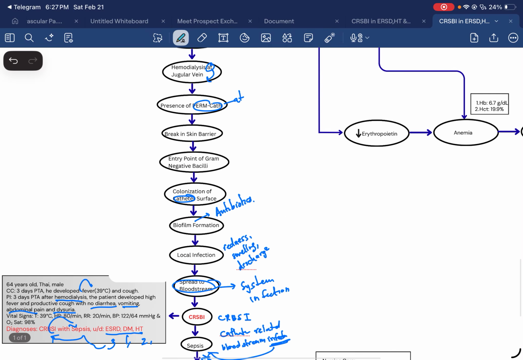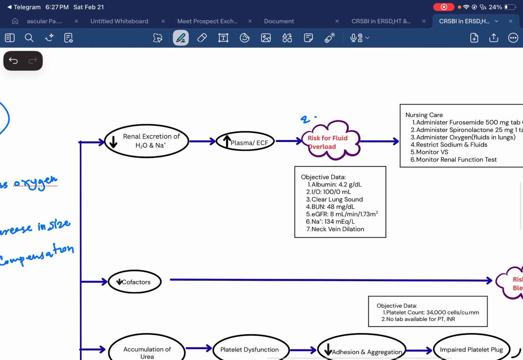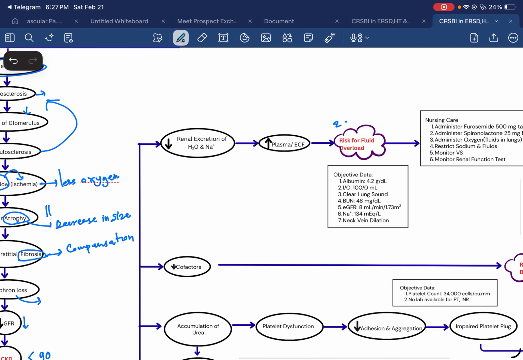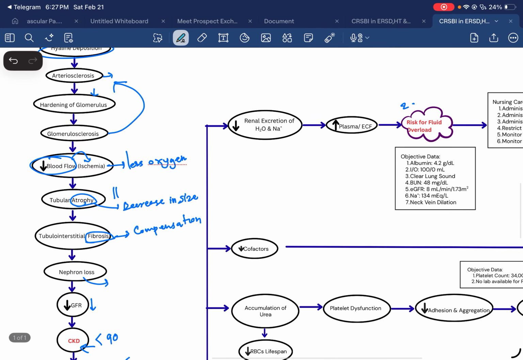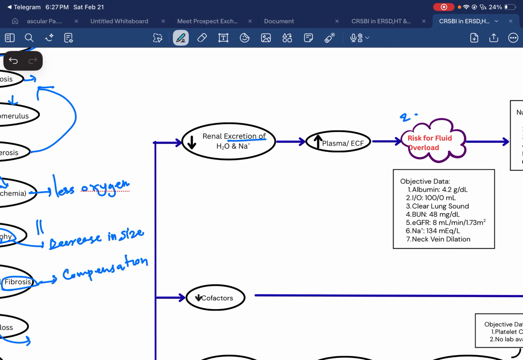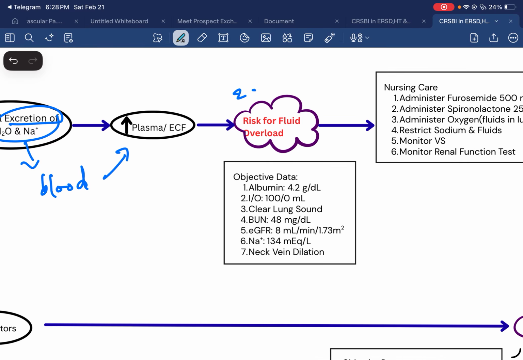And let's go to the other diagnosis, risk for fluid volume overload. In end-stage renal disease, there is decrease in excretion of water and sodium, but this water and sodium remain in the blood. So there is increase in plasma or ECF, and this leads to risk for fluid overload.